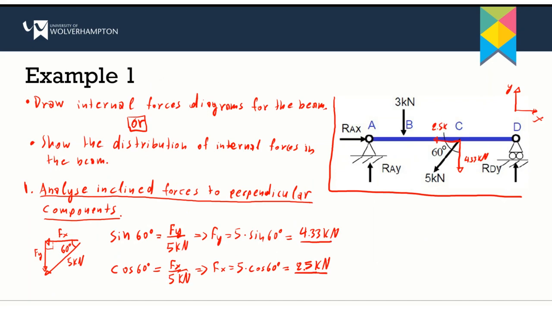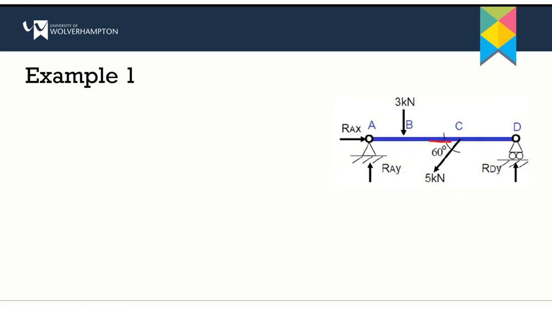2.5 kilonewtons. So now that we have analyzed the force, it is possible to calculate the support reactions. Let me come over here. This is 2.5 kilonewtons. This is 4.3 kilonewtons, or 33 if you want. And of course, now this 5 kilonewton does not exist. So the second step is to apply the equations of equilibrium in order to calculate the support reactions. So let me write this like that.